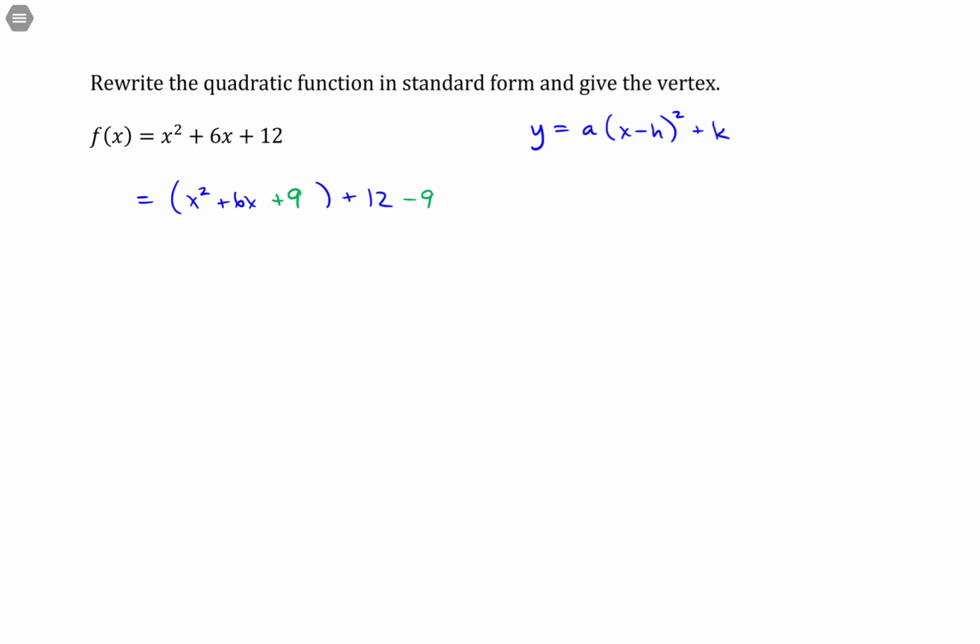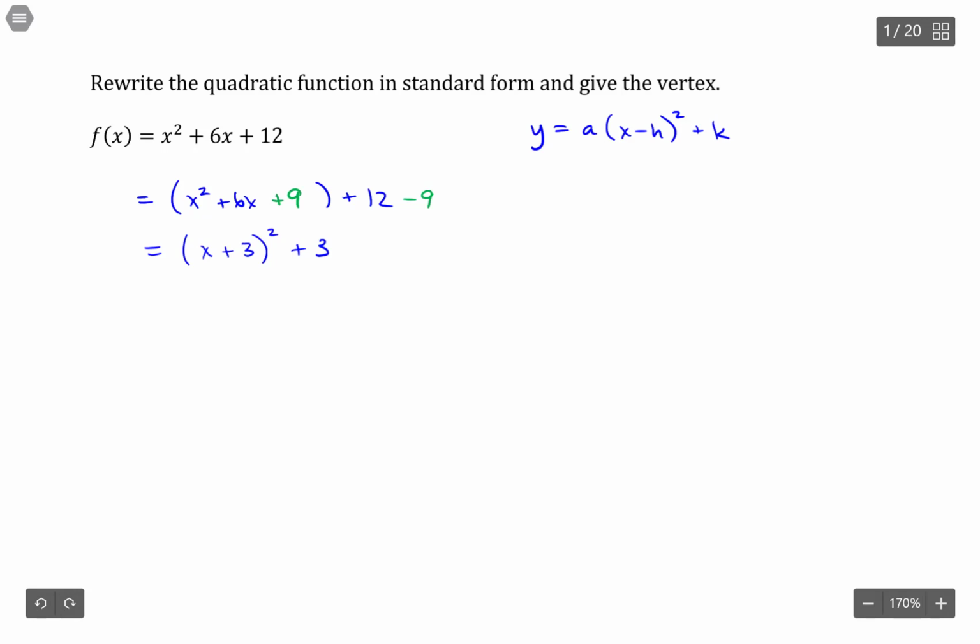And the nice thing about completing the square is this perfect square trinomial is set up so it factors into x plus 3 quantity squared. There's not really any work we have to do in factoring that, because it's always going to be x plus half of this number. So 6 divided by 2 is 3, so x plus 3. Of course, if this was x minus 6x, it would be x minus 3, but effectively just take half of this number and attach it to your x. The outside, easy as well. 12 minus 9 is positive 3.